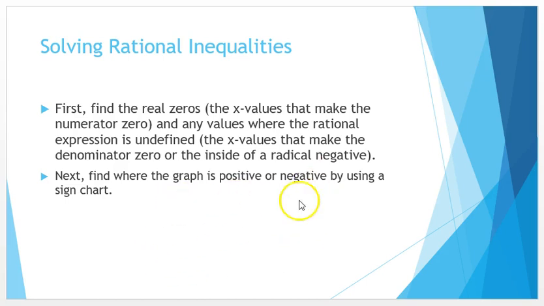For the positive and negative sections of a graph, that's what we've been doing. We create a sign chart using all of the values determined from these other two parts: what makes the numerator 0, what makes the denominator 0. Break your sign chart into pieces, and then plug in numbers to find if it's positive or negative in between those pieces.